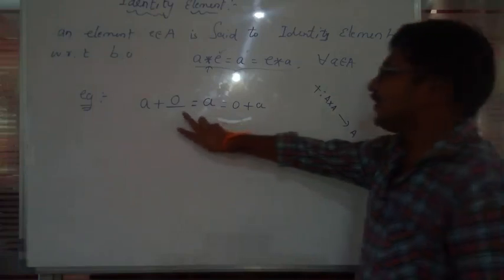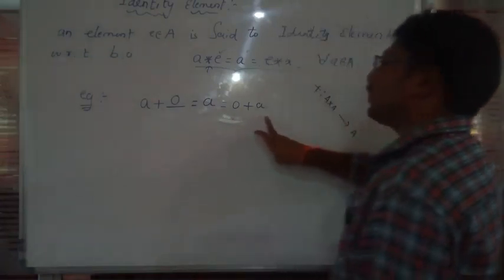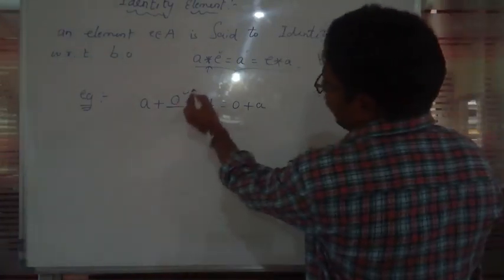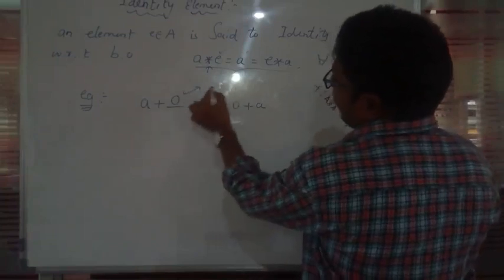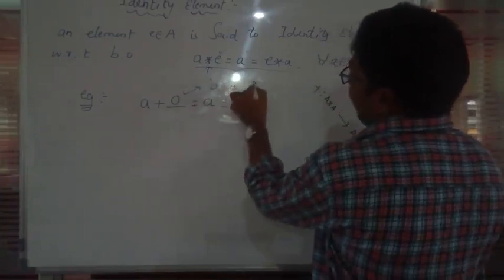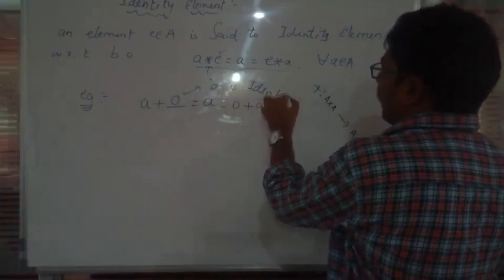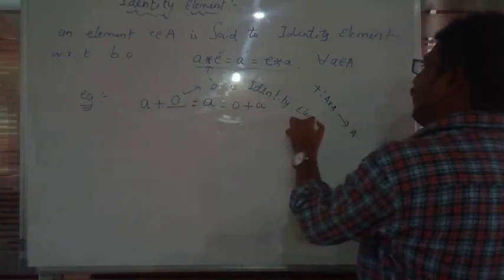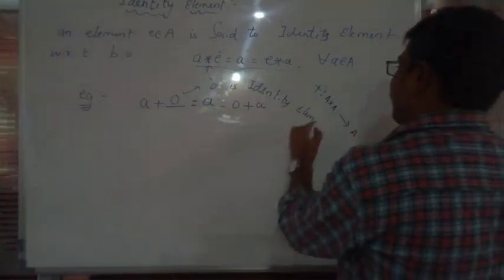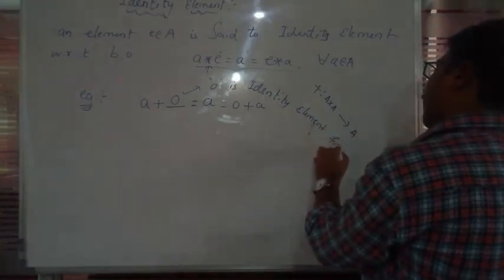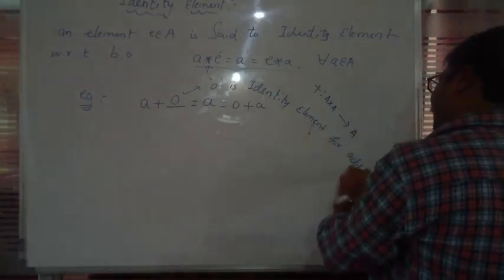So a plus 0 equal to a is equal to 0 plus a. Here 0 is an identity element. Identity element of which one? Identity element for addition.